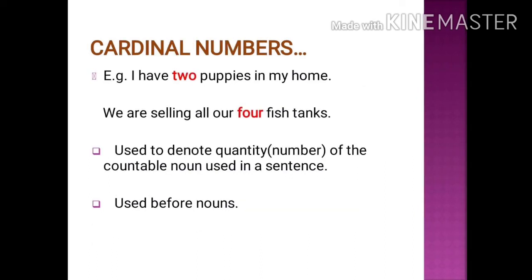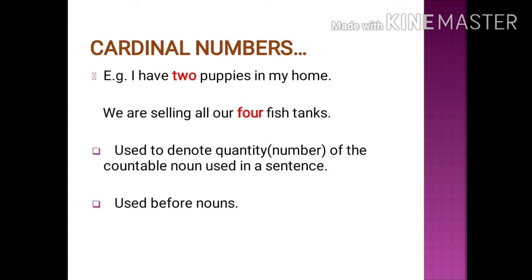The next determiner type we're gonna learn is cardinal numbers. Children, you know numbers, right? And you might have learned cardinal numbers in maths. 1, 2, 3, 4, 5, 6, like counting. All these numbers are called cardinal numbers. Look at the examples given here. I have two puppies in my home. We are selling all our 4 fish tanks.